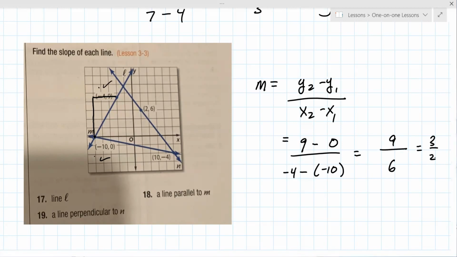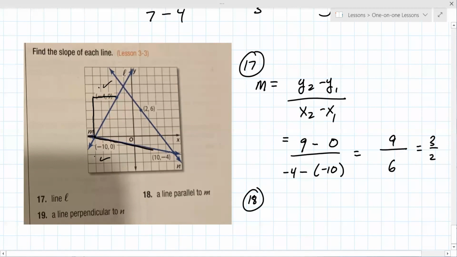All right, so 18 is a line parallel to M. So M is this one, I guess. Boy, these labels aren't very clear. I guess it's this one. It says parallel, but parallel lines have the same slope, so you can just find the slope of M.